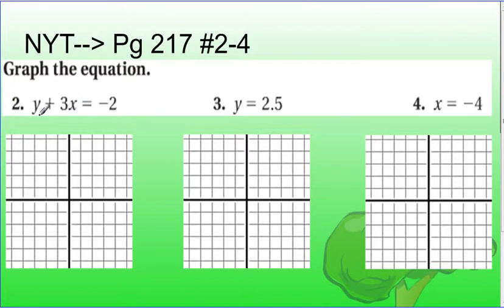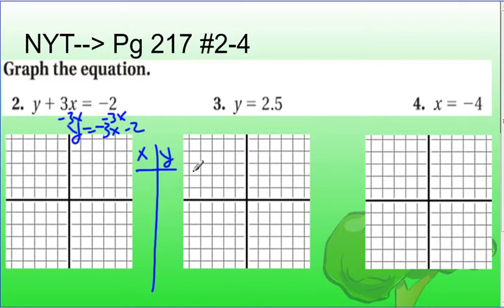Okay, number 2. First things first, I want to get this y by itself. So I'm going to subtract 3x, and I'm going to get y equals negative 3x minus 2. Now, I don't have an xy table, so you make one. It's easy. You just make an xy table.